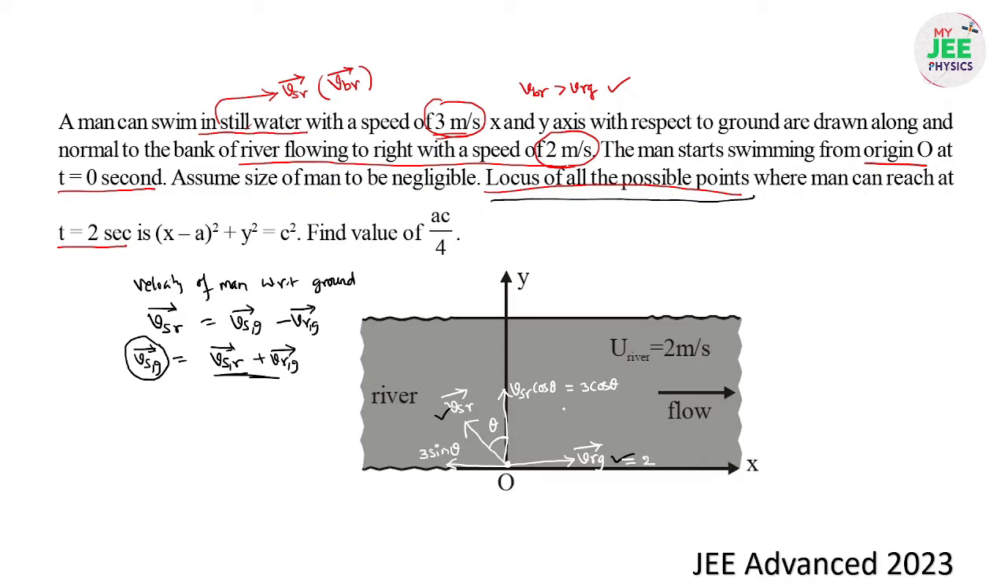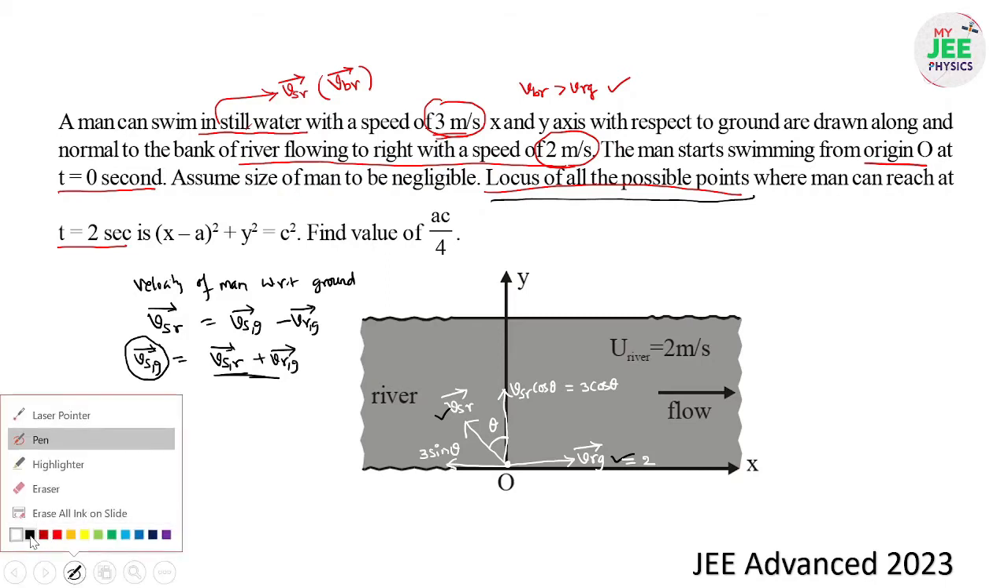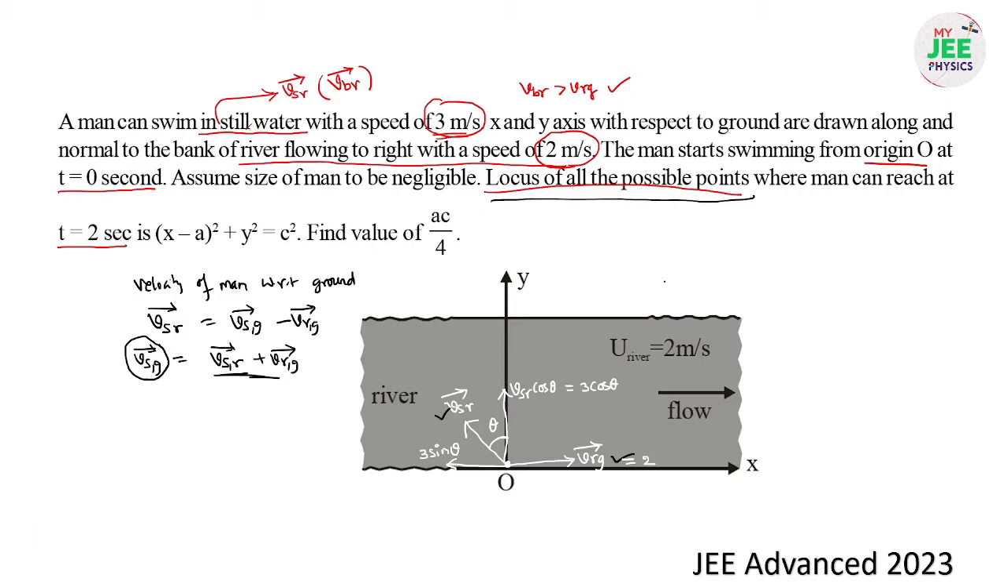Okay, so now you can find out the velocity along the x-axis and velocity along the y-axis, because already they have given x and y. So what is the velocity along the x-axis? Velocity along the x-axis, let us say 2 minus 3 sin theta, which is towards right. I don't know whether it is towards right or left, but I'm choosing it is towards right. Now what is the velocity along the y, which is 3 cos theta?